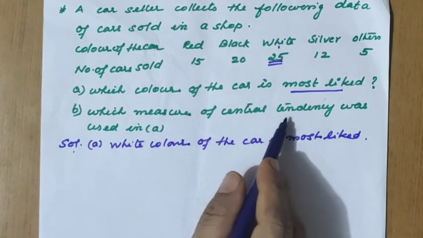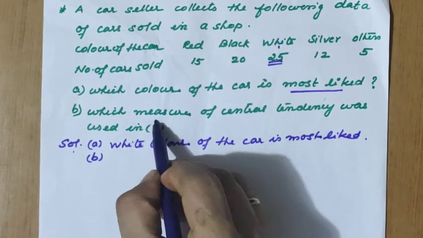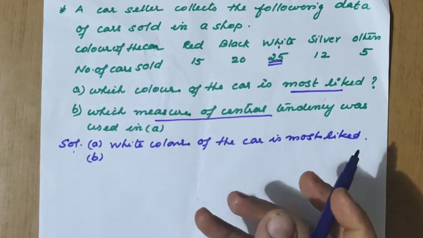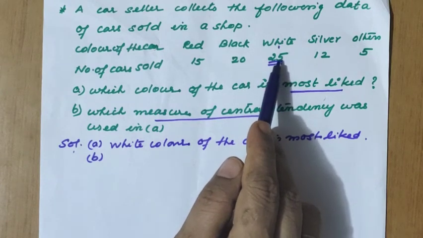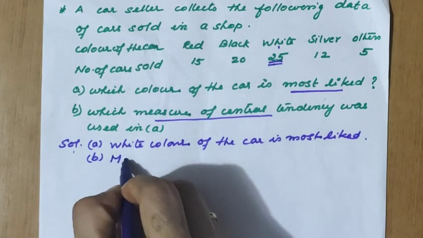Next, which measure of central tendency was used in this question A? Whether it is the mean, the median, or the mode. Because we have considered the maximum repeated observation here. So the idea is mode only.